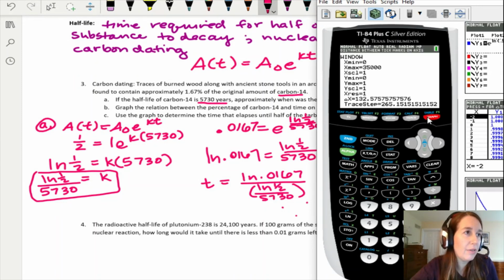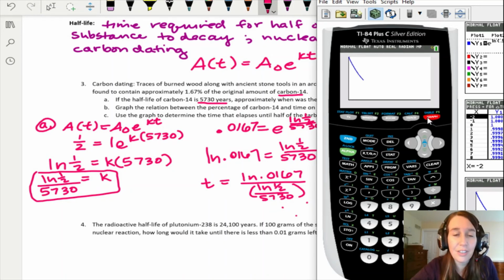All right, now when we hit graph, we definitely see a lovely decay graph. Very exciting. Okay. So we start with a full amount of 100% of our carbon, and it gets smaller and smaller. It is a horizontal asymptote. It never actually technically reaches 0, but it gets really, really close to 0. So if you draw this on your paper, you're going to want to label your axes 0 to 1 and 0 to 35,000, right?